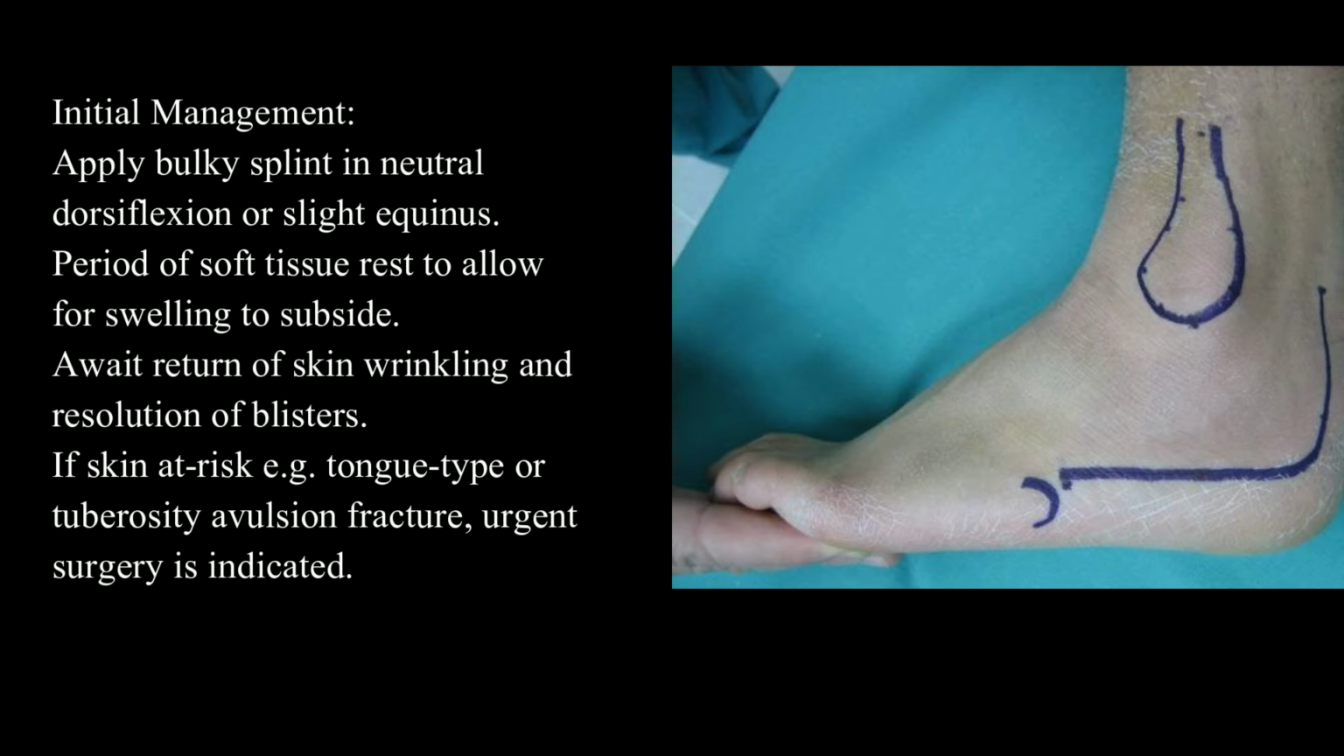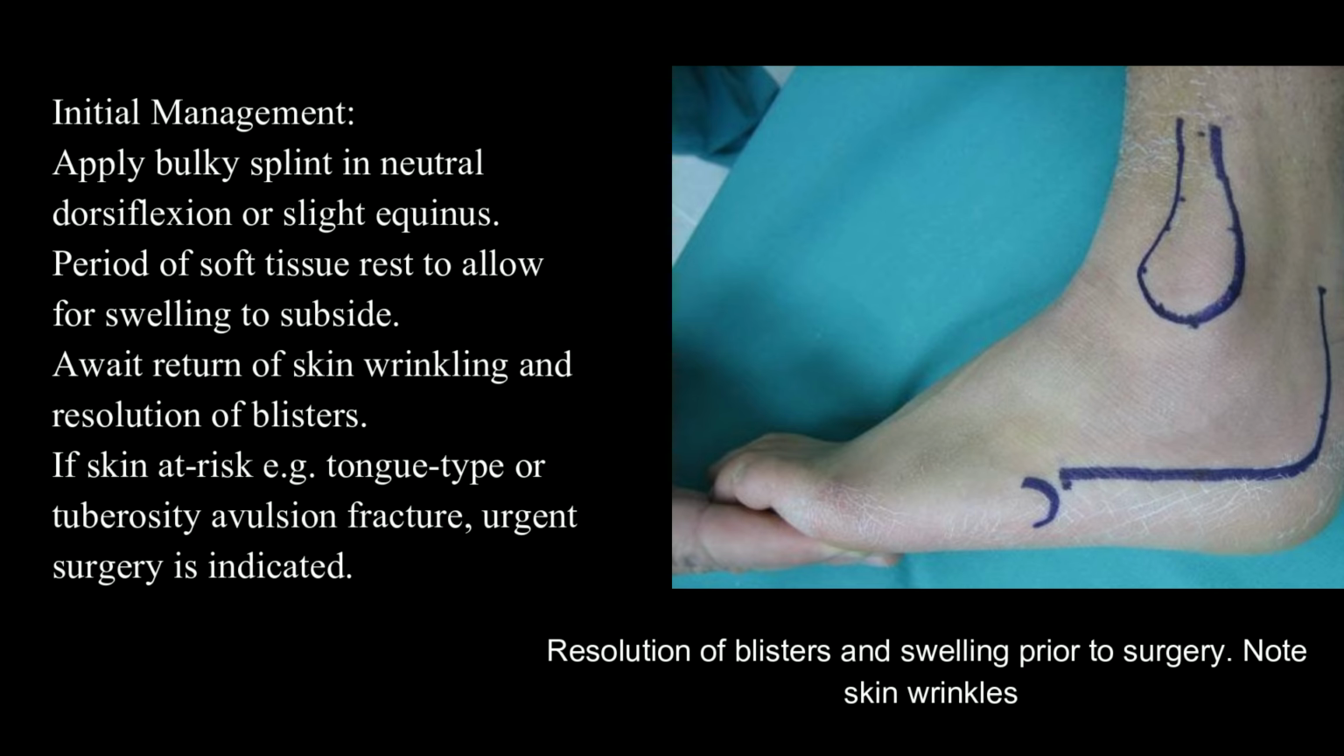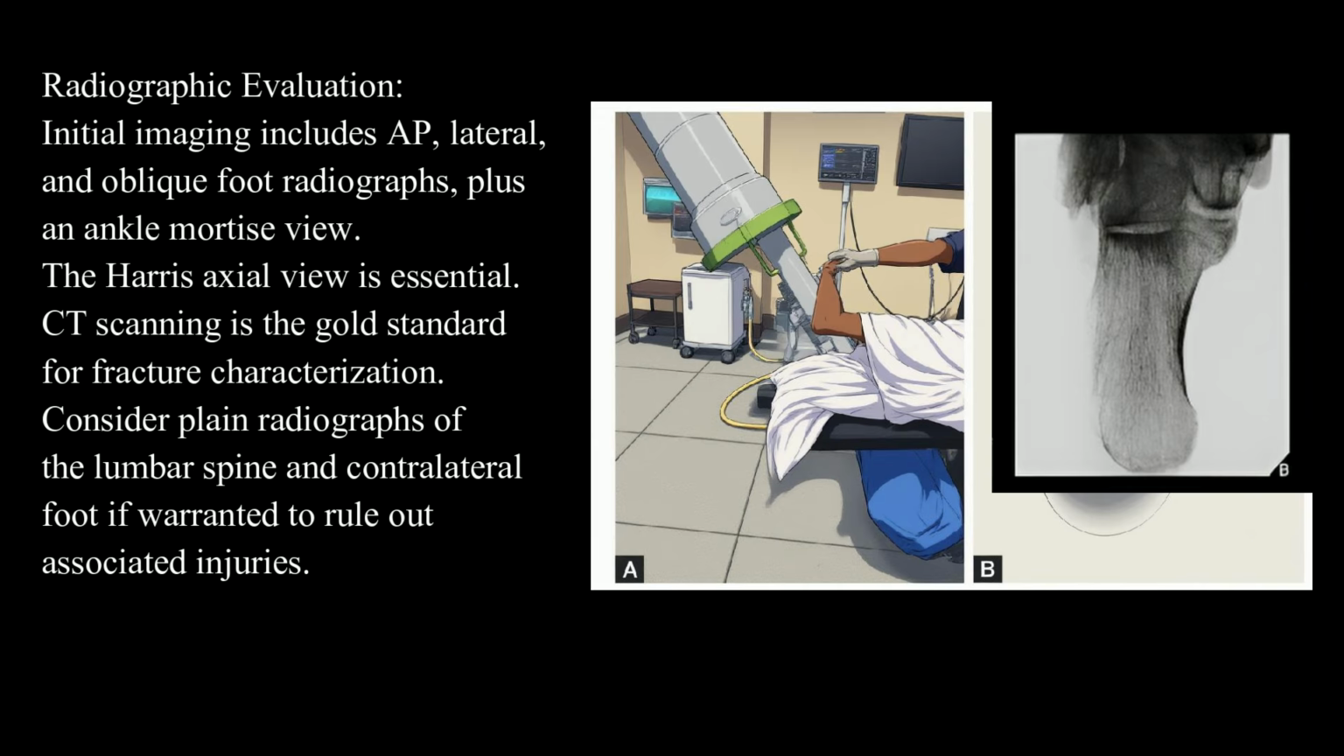Initial management. Apply a bulky splint in neutral dorsiflexion or slight equinus. A period of soft tissue rest allows swelling to subside. Await return of skin wrinkling and resolution of blisters. If skin is at risk, for example with a tongue type or tuberosity avulsion fracture, urgent surgery is indicated. Resolution of blisters and swelling is needed prior to surgery. Note skin wrinkles.